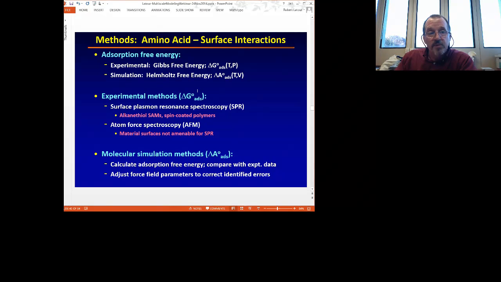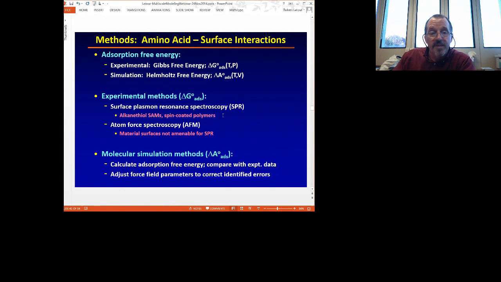In our experimental methods, we use surface plasmon resonance spectroscopy to measure the adsorption isotherm to characterize the binding of peptides to our surface, and we use alkane thiol SAMs for model surfaces, and then also we spin copolymers to do polymeric thin films.